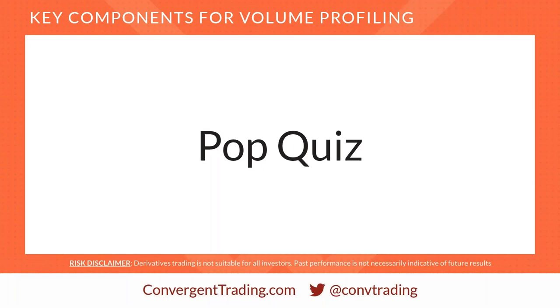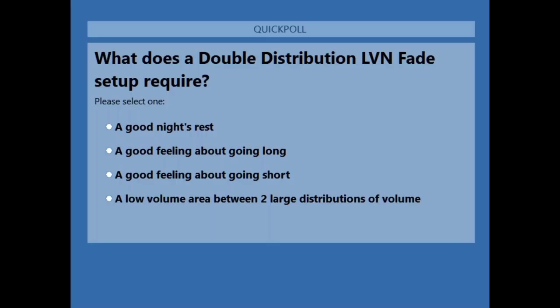Next, what does a double distribution low volume node fade setup require? Is it a good night's rest? Is that what it requires? A good feeling about going long? A good feeling about going short? Do I have to have feelings at all? Or do you have to have a low volume area between two large distributions of volume?